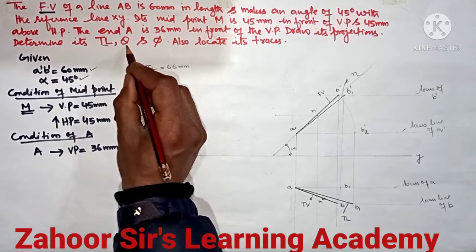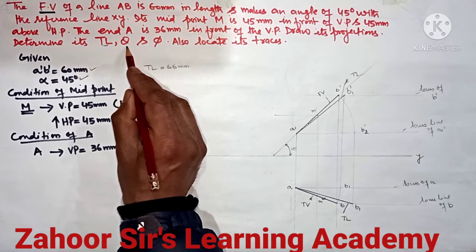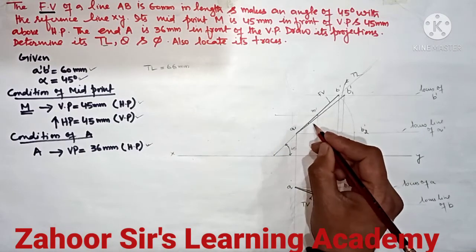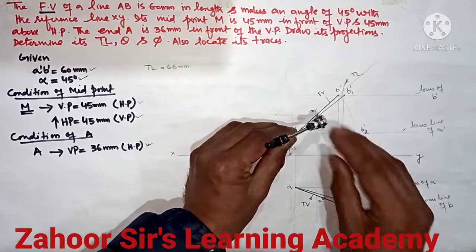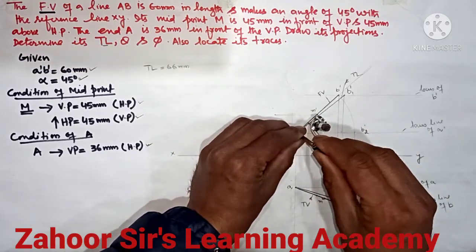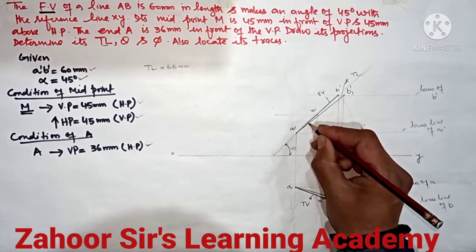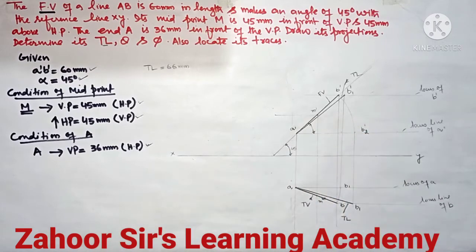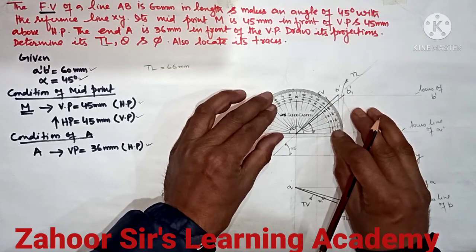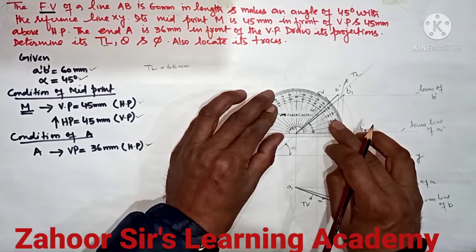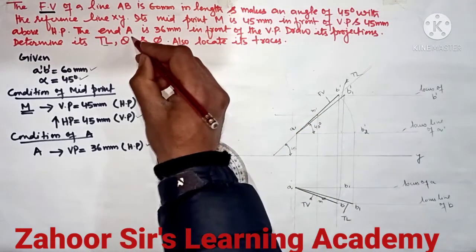Another was theta. Theta is the angle made by the true length with the horizontal plane. So this one is the theta. So this angle, I can draw this by using the compass. So this angle here to here is my theta. So we need to measure this. So I will use the protractor. So this is 40 degrees. So this angle is 40 degrees. So now we know the theta.